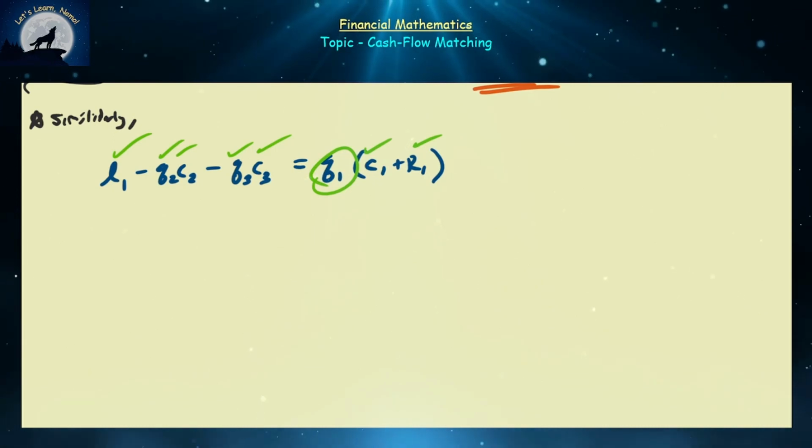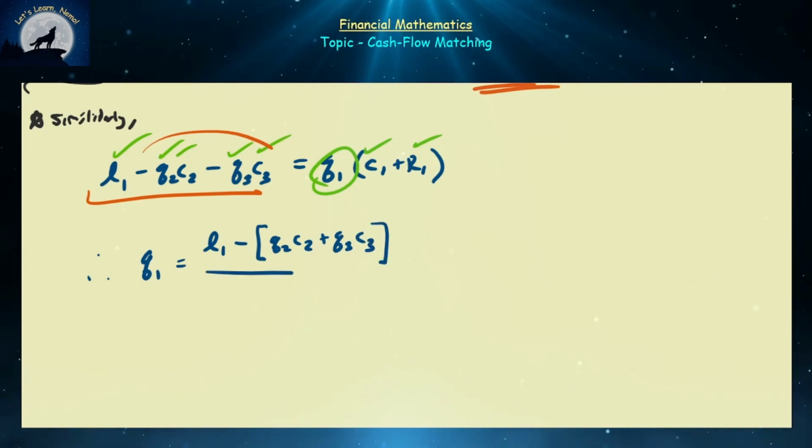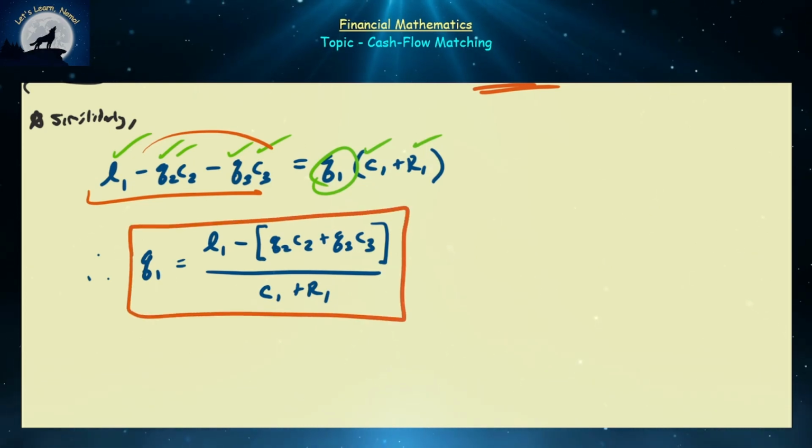So isolating this equation for Q1, that's going to give you Q1 is equal to left-hand side, and I'm going to factor out a negative sign out of these right two. So I'm going to have L1 minus Q2 C2 plus Q3 C3. Then that's all going to be divided by C1 plus R1. So that's going to be the equation for Q1.